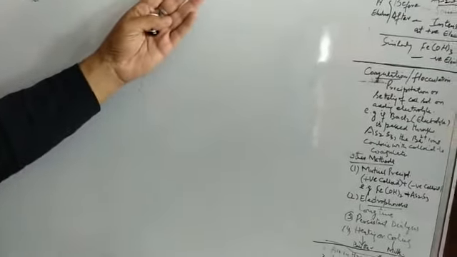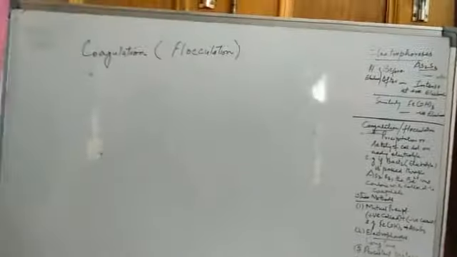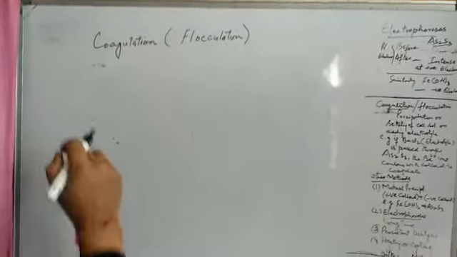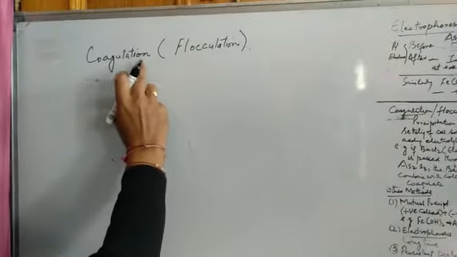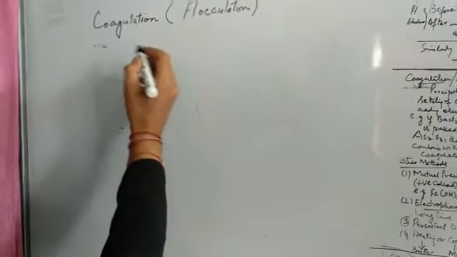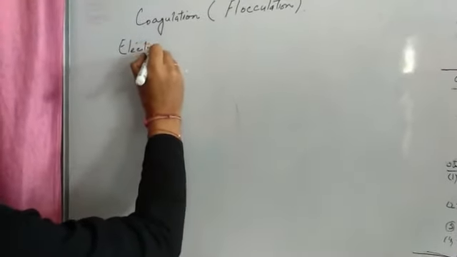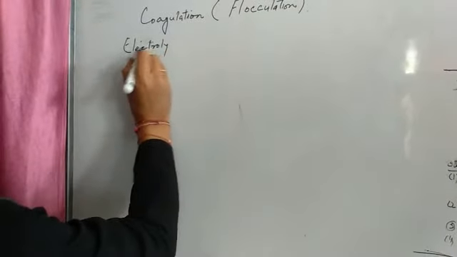Now the question is, how does a colloid get coagulated, how does a colloid get flocculated? There are various methods for coagulating a colloidal solution. For example, the most common method of coagulation of colloids is, what we do, we add some electrolyte.